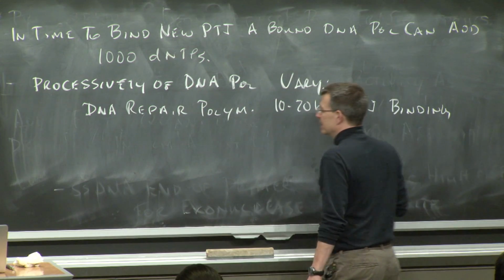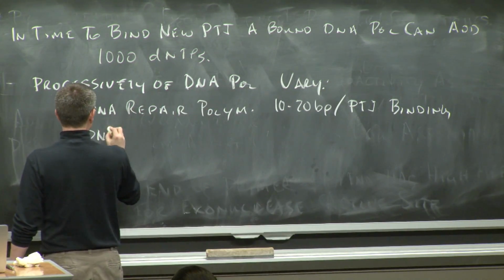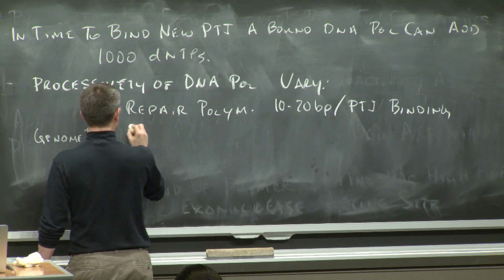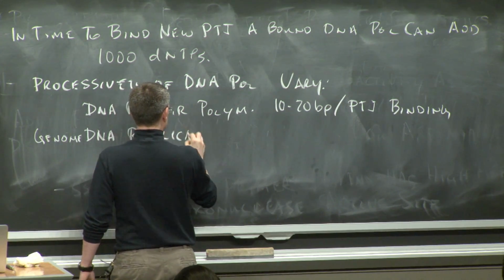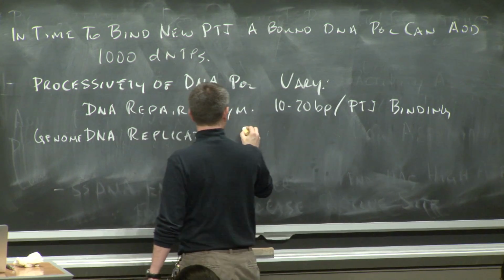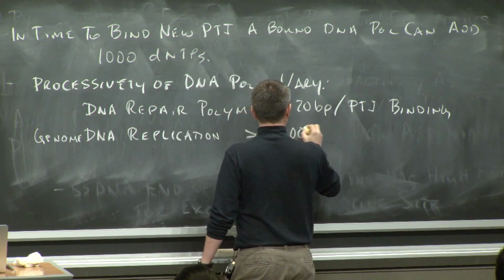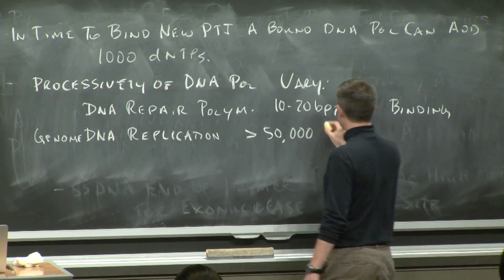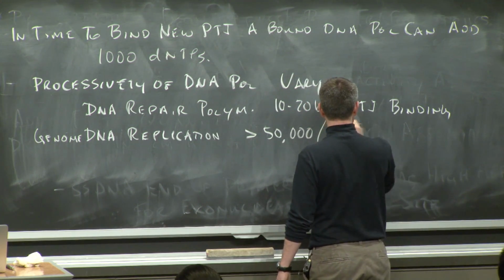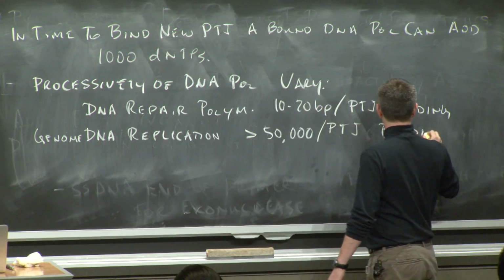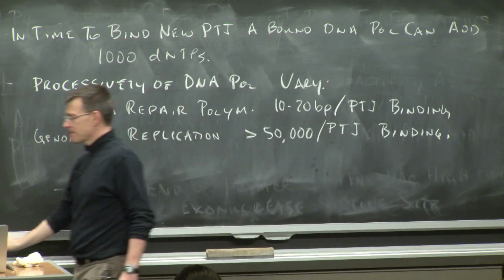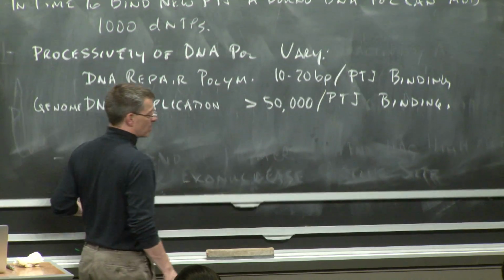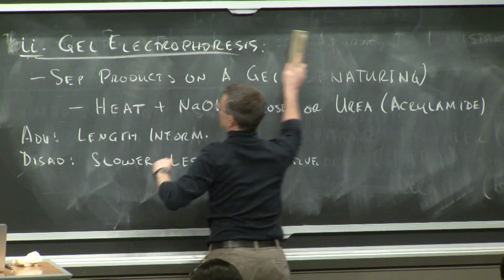In contrast, the DNA replicating, or the genome DNA replicating polymerases have essentially unmeasurable processivity. Okay? The largest artificial templates we can easily make are 50,000 base pairs, and they're greater than 50,000 base pairs per primer template junction binding. Okay? So that's why we'd like to know this about a polymerase, because it starts to tell us what kind of job that polymerase might be good at.